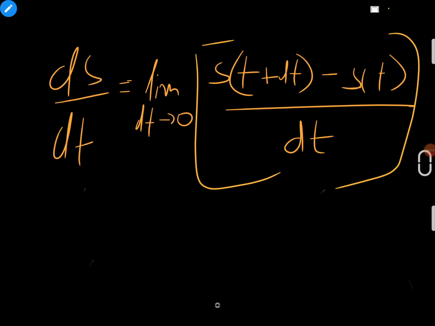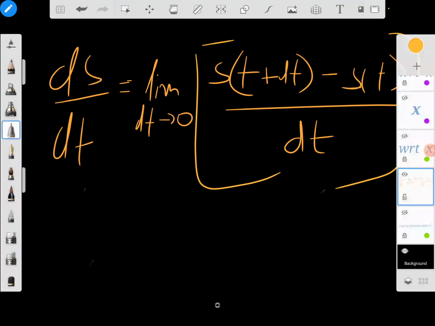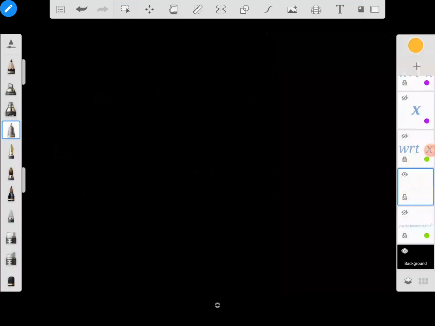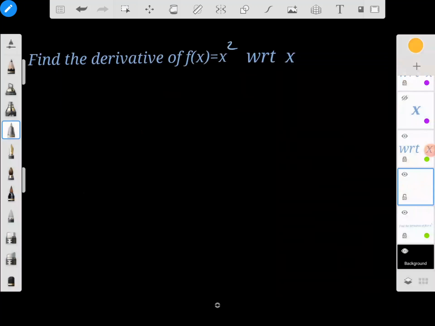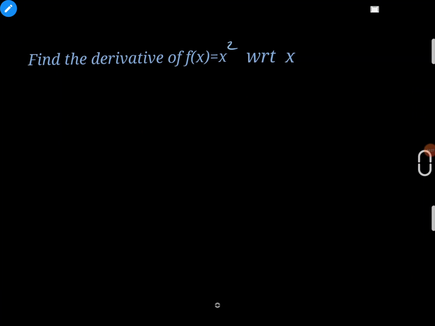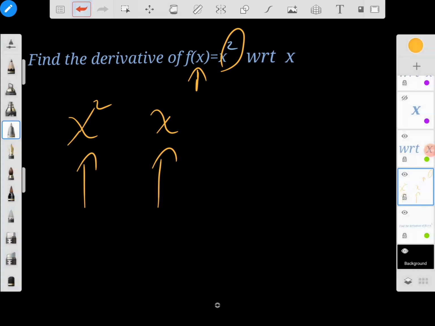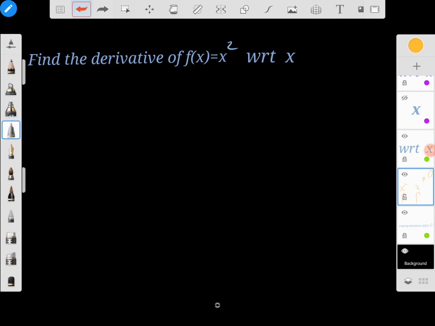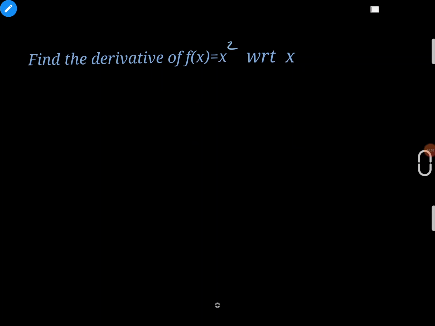Now let us look at a few questions. Find the derivative of f of x is equal to x square with respect to x. So we know that the output is x square because f of x is x square, and the input is this value x. So when you give an x, you're getting x square. So let us check what is happening. Let us substitute in our formula.